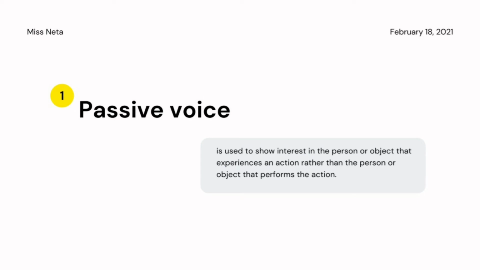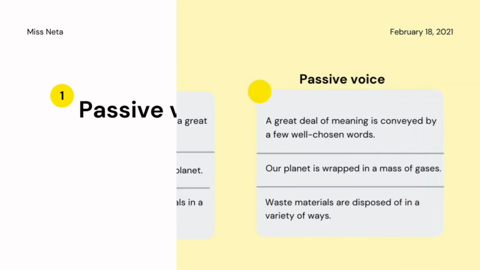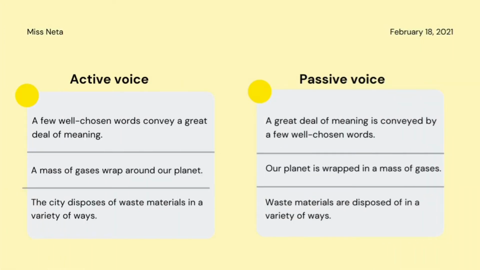So passive voice is used to show interest in the person or object that experiences an action rather than the person or object that performs the action. In other words, I could say that the most important thing or person becomes the subject of the sentence. Alright, passive voice is usually used in formal texts.